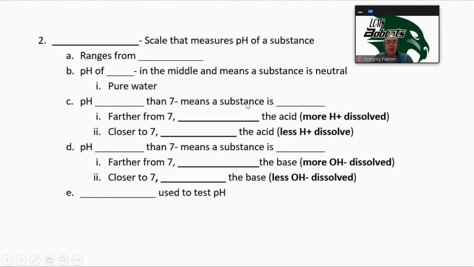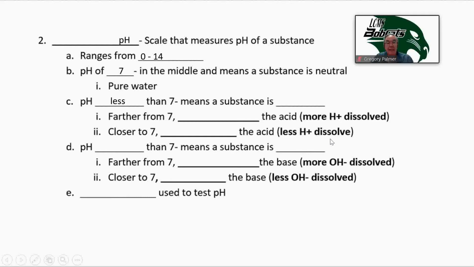Now, the pH scale measures the presence of hydrogen, or the potential for hydrogen. It ranges from 0 to 14. Right in the middle, it's 7. That means the substance is neutral, which is pure water. Pure water is the neutral substance. It doesn't have anything dissolved in it, so nothing is broken into ions.